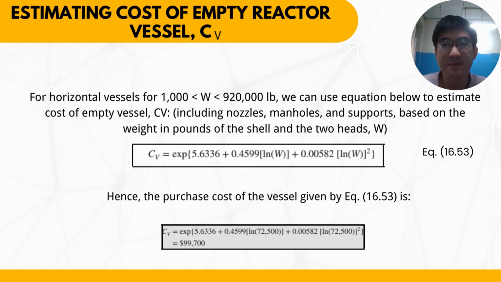Next, we'll continue to estimating the cost of the empty reactor vessel (CV). For a horizontal vessel of weight from 1,000 to 920,000 pounds, we can use the equation below to estimate the cost of the empty vessel, which includes the nozzles, manholes, and supports, based on the weight in pounds of the shell and the two heads. Hence, the purchase cost of the vessel in question is given by equation 16.53, which CV equals to $99,700.